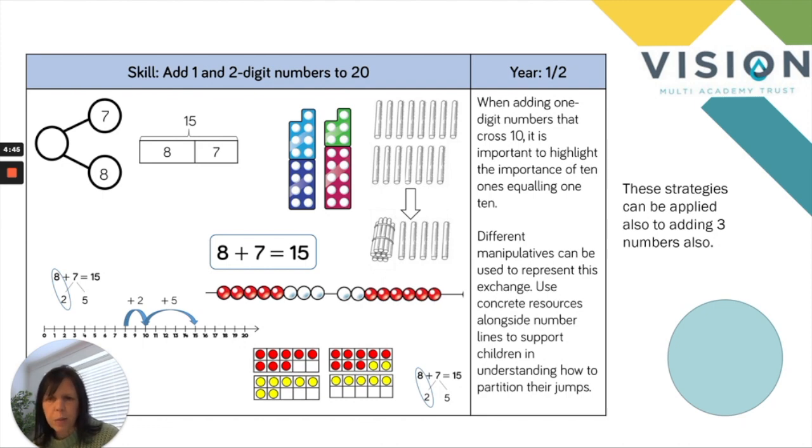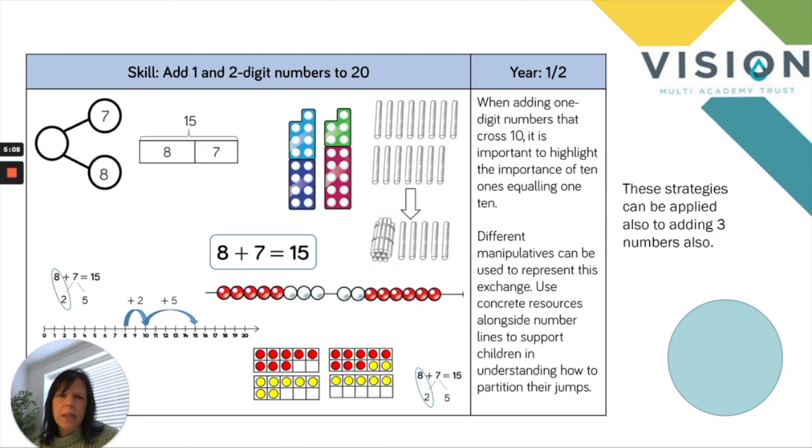So starting with the largest number, jumping on 2 and then jumping on the 5 separately. Again, demonstrated with the tens frame, and then beginning to write some abstract, where you see them writing down how they've partitioned the 7 into 2 and 5, a skill that's going to help them all the way through.